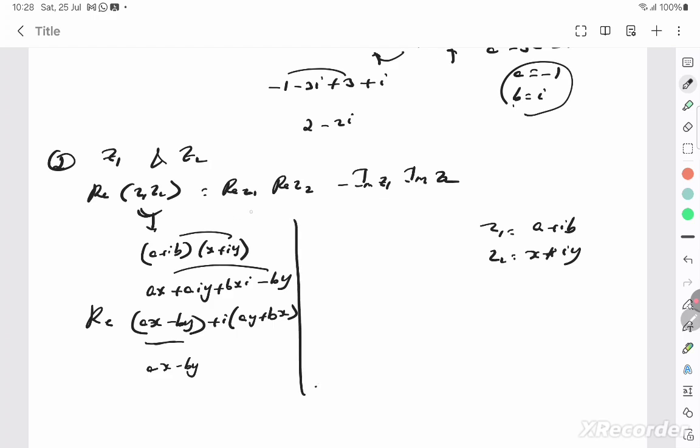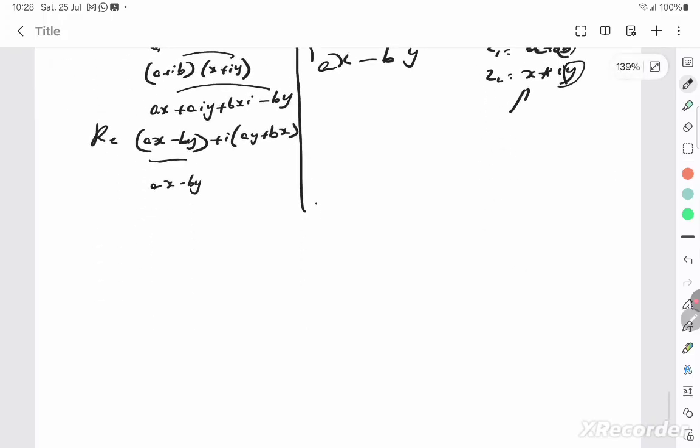Let's solve the right hand side. Real part of z1, can you see from here, the real part is just a, into real part of z2, which is x, minus imaginary part of z1, which is just b. Don't take the i, take the coefficient. Imaginary part of z2 is just y, and you got LHS to be equal to RHS. So let's go to the next sum.